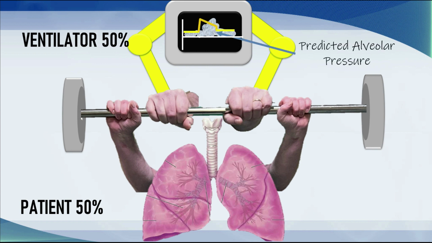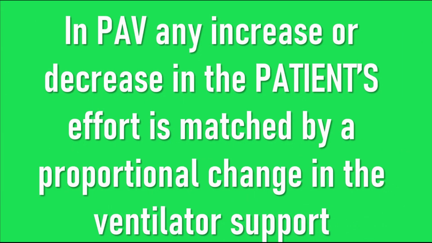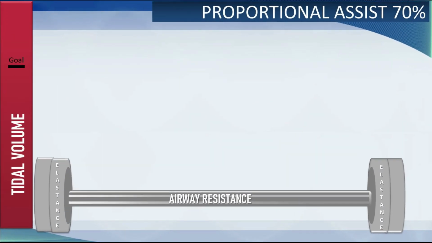And you can see the airway pressure is monitored by the machine, but it also calculates out the predicted alveolar pressure, so you see two pressure waveforms. Importantly, this means that in PAV, any increase or decrease in the patient's effort is matched by a proportional change in ventilator support. This means that it should be a supremely comfortable mode of ventilation for the spontaneous breathing patient. And this is the basic operation of proportional assist.